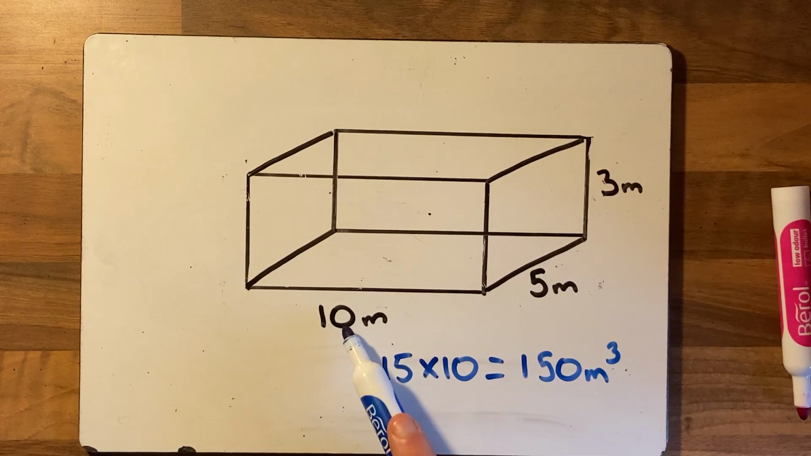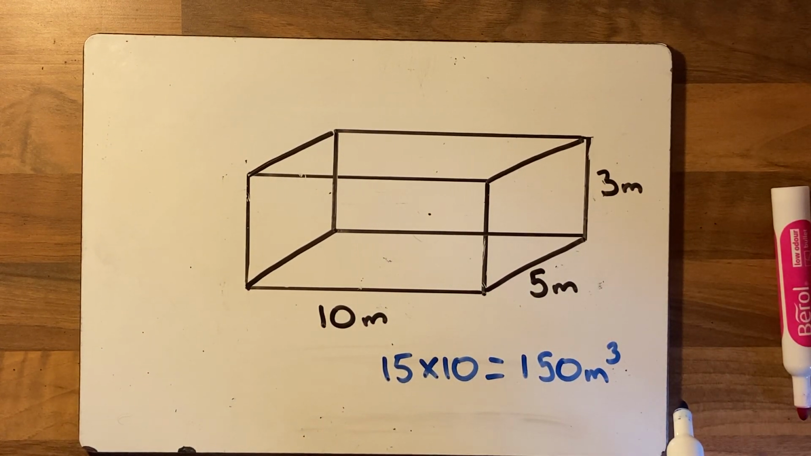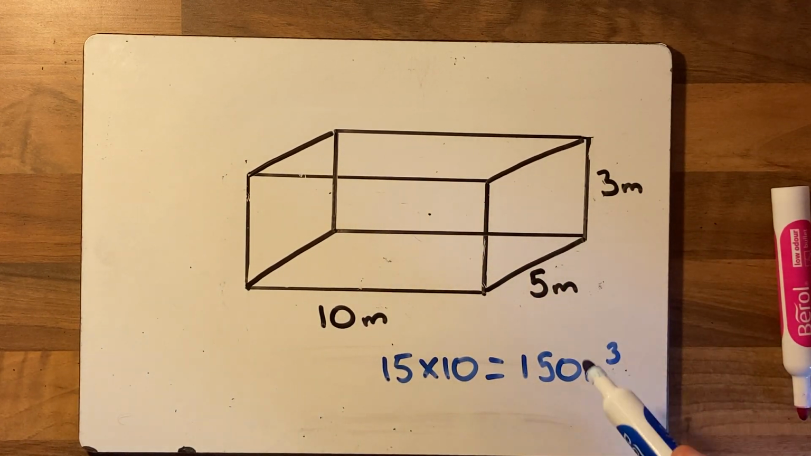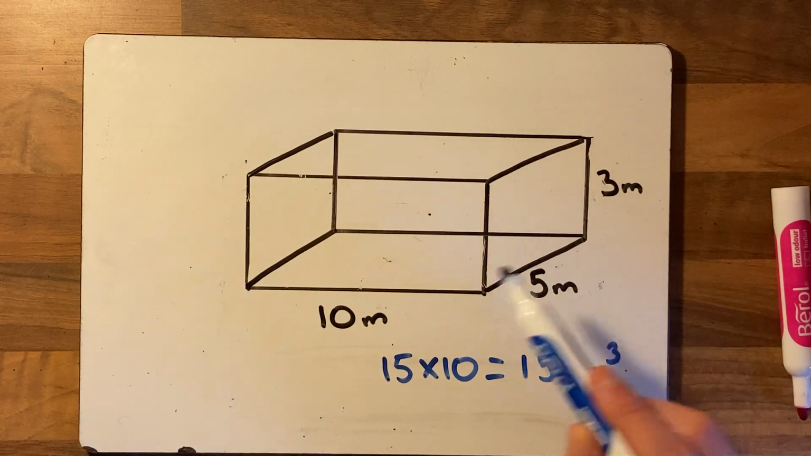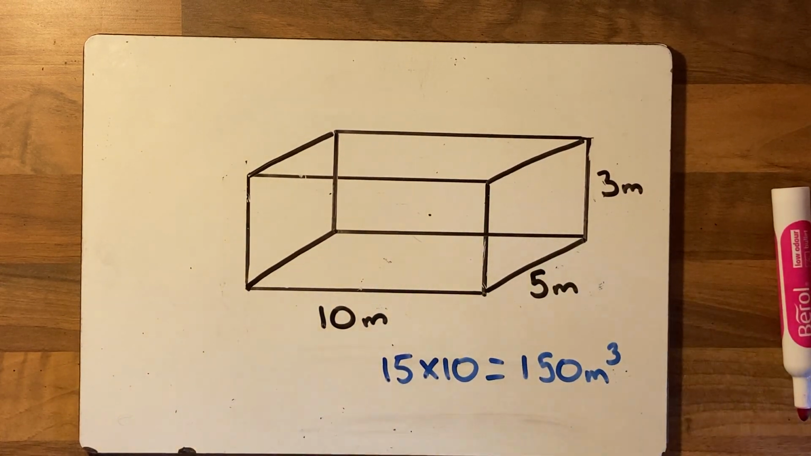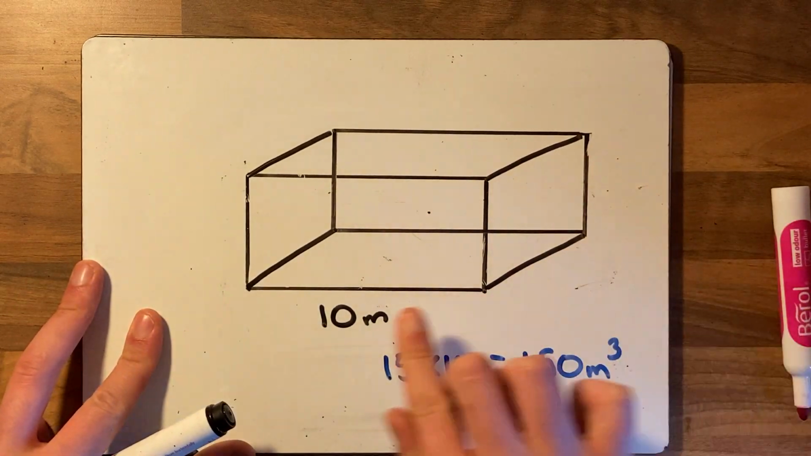We could have done 10 times 5 to get us to 50, 50 times 3 to get to 150. We could have done 10 times 3 to get to 30 and times it by 5 to get to 150. Doesn't matter which way you multiply them, as long as you do multiply the base times by the height times by the width.